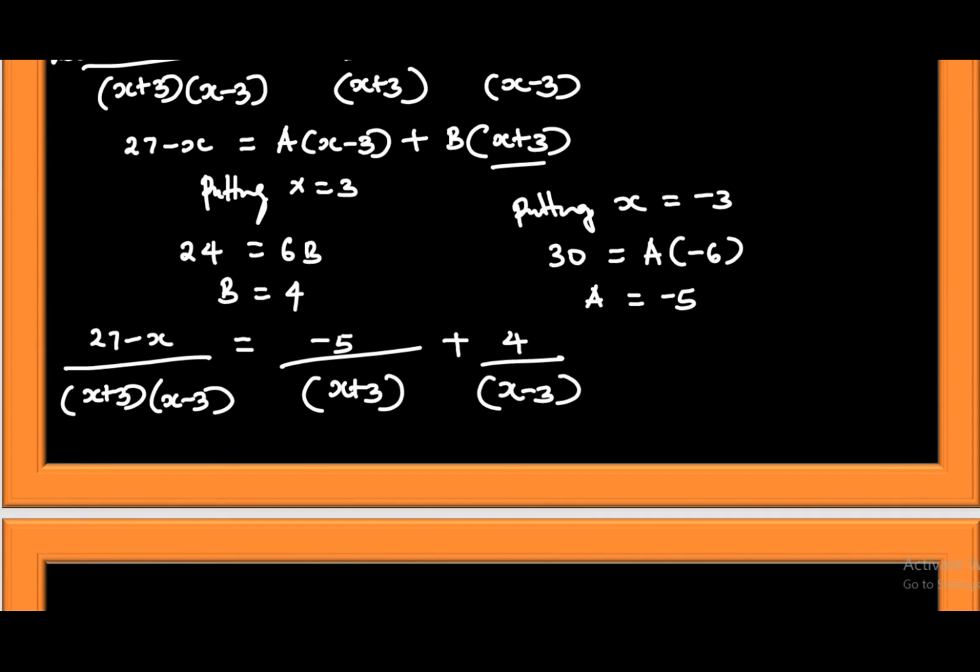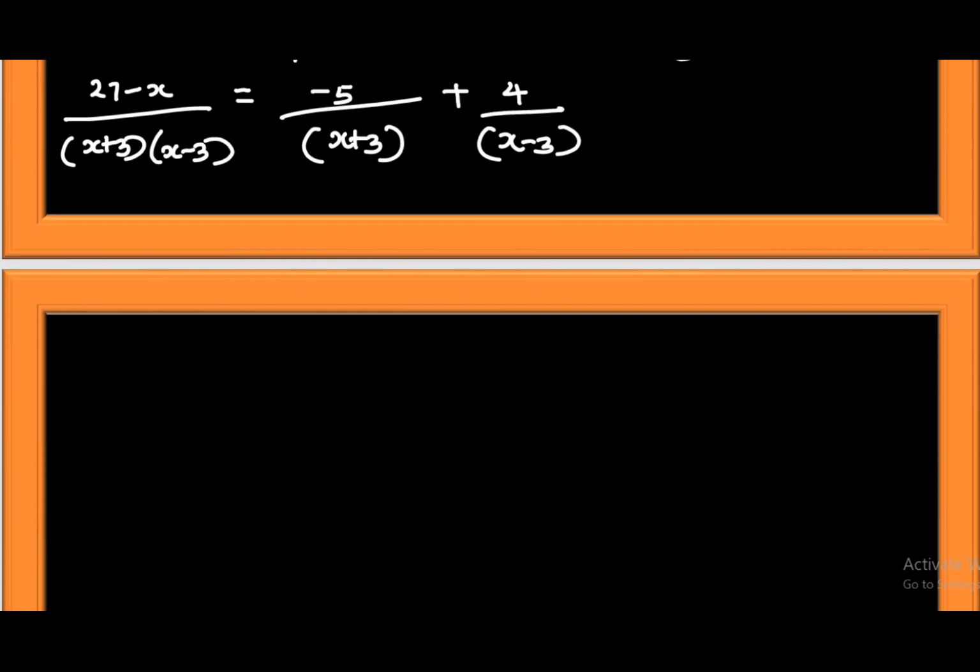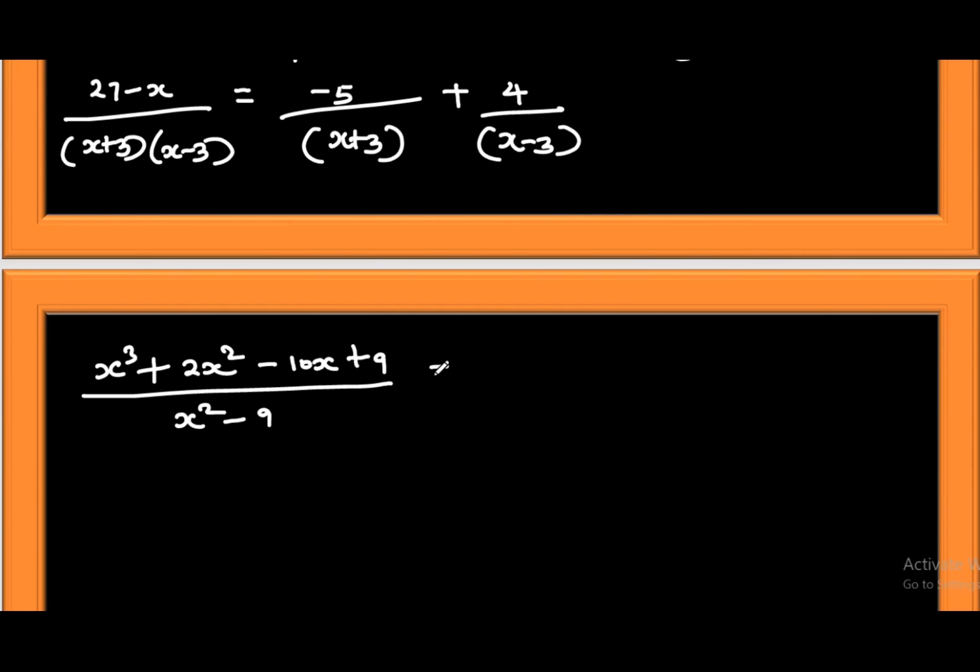We now come and make a conclusion that from where we started from, which was x cubed plus 2x squared minus 10x plus 9, all this divided by x squared minus 9 is actually as good as the quotient we had already got earlier on, and then minus 5 out of x plus 3 plus 4 out of x minus 3.